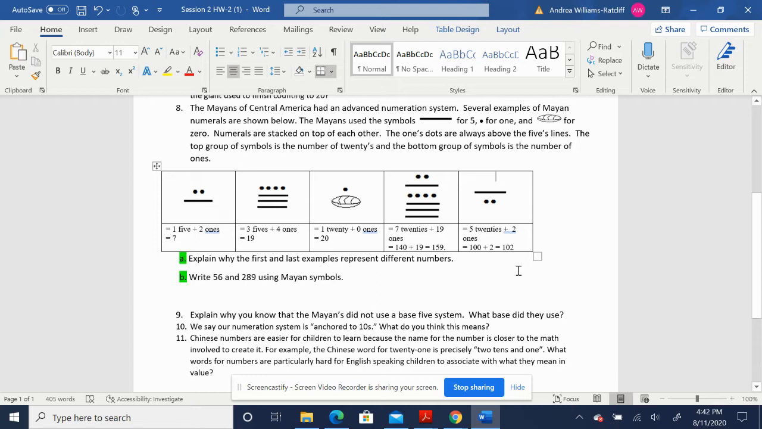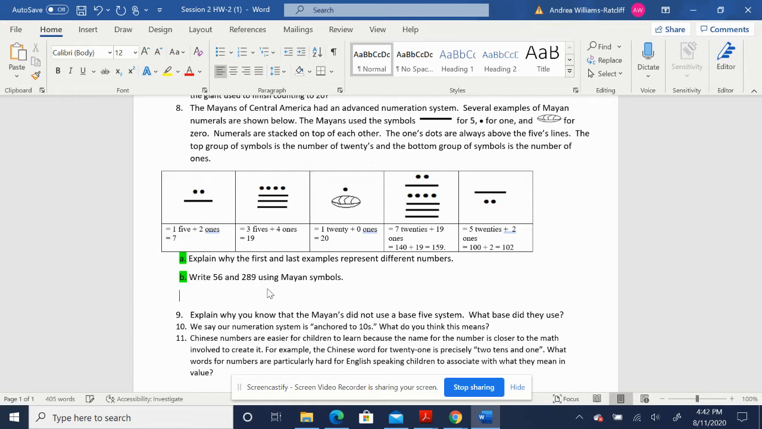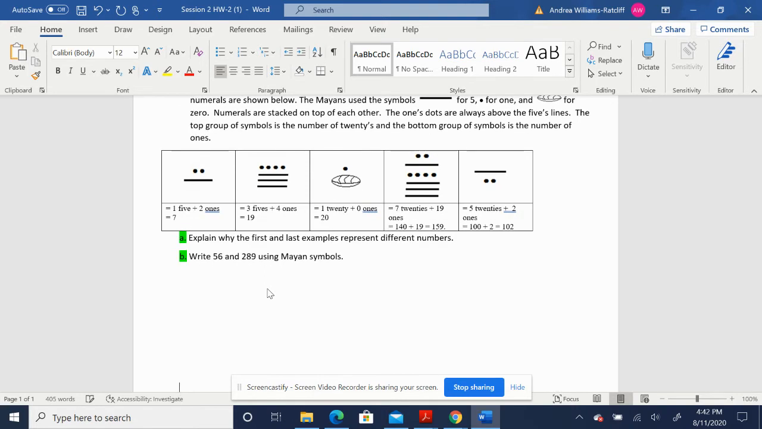Okay. When we start to see divisions, that can be an issue. Now, the next question is, well, how would you know to separate groups if you had similar counts? Well, they do have a symbol for 0. Okay, so that would help. All right, next question wants us to write 56 and 289 using Mayan symbols.